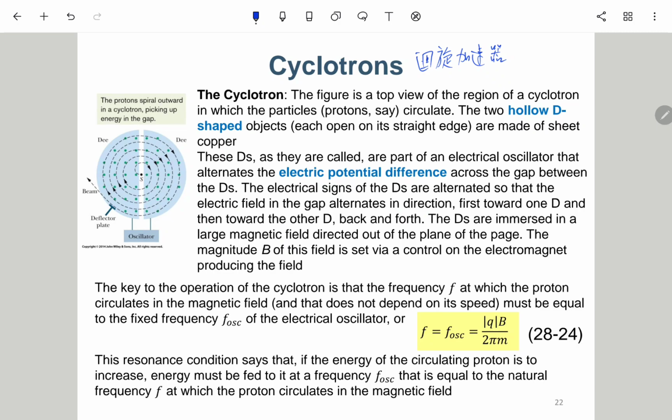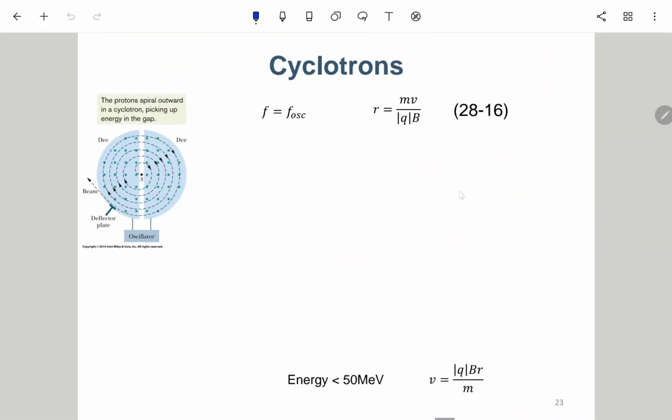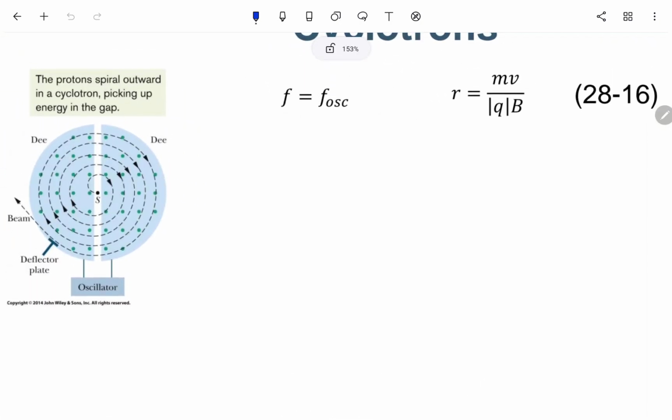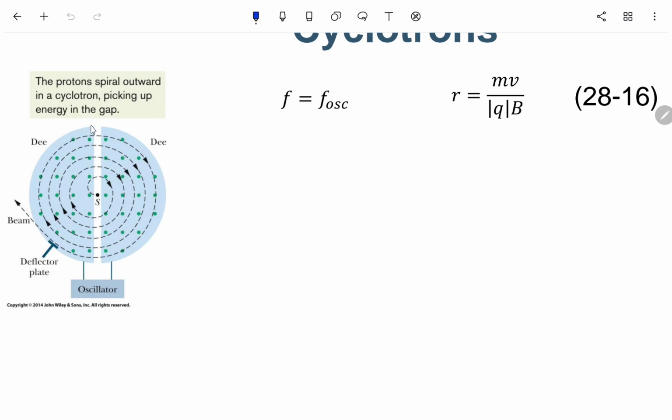There are quite a lot of texts, but I don't think we need to go through it, so let me try to explain it. You can see the figure is somehow like this. There is a D shape on the left side and a D shape on the right side. In the blue area, we will generate some B field pointing out of the page, as shown by the green dots. So all these are B field.